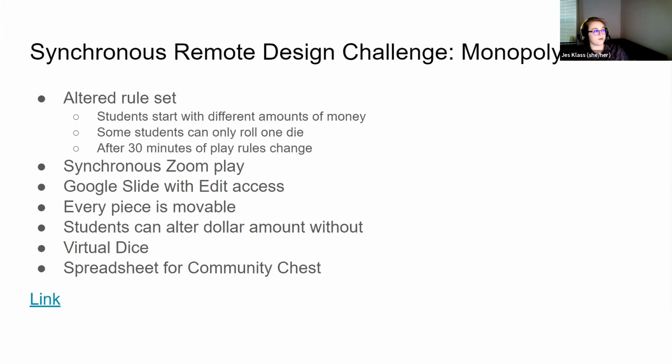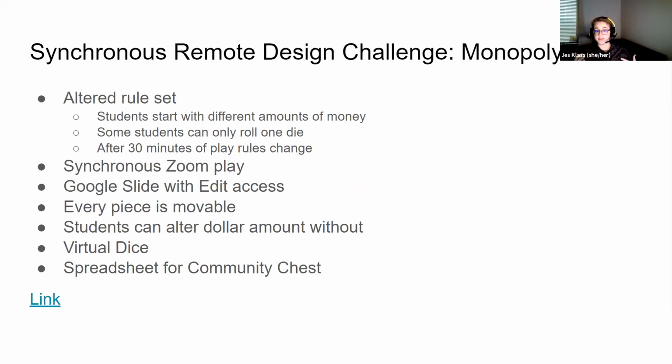First, I do want to walk through the altered rule set. This did happen in synchronous Zoom play. So the students were broken into 6 groups. They all went into breakout rooms and used these virtual Monopoly boards that I created in Google Slides. They were all given a link that was set to share so that anybody with the link could edit.